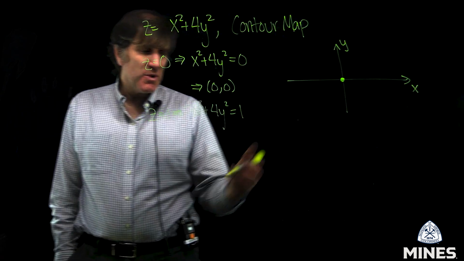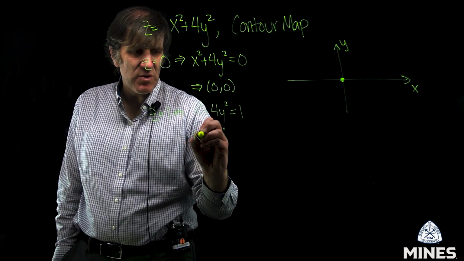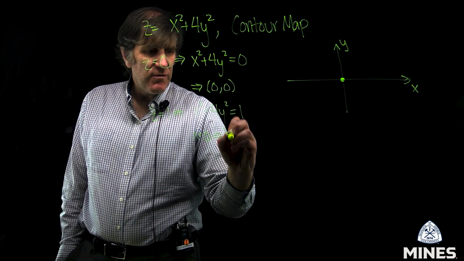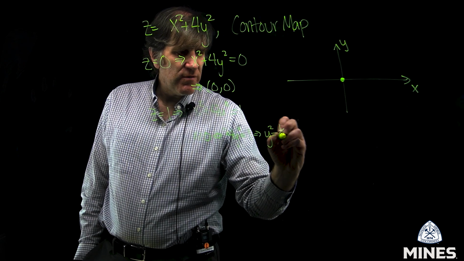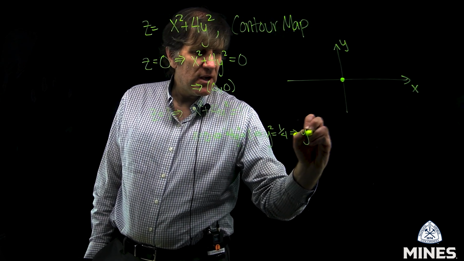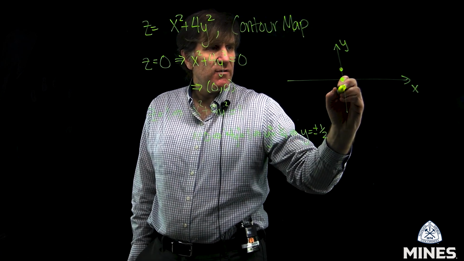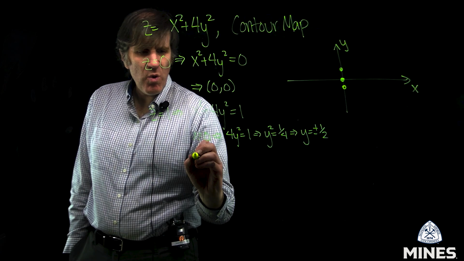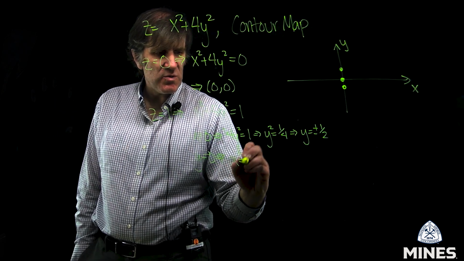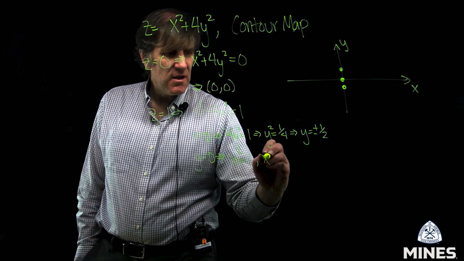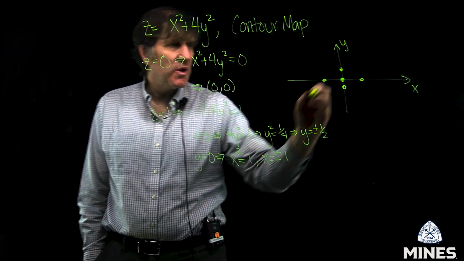We can plot the particulars of the ellipse by looking for the intercepts, which is a good trick. Just let x equal 0, then we get 4y squared equals 1, or y squared equals 1/4, so y equals plus or minus 1/2. So if x is 0, y is plus or minus 1/2. Let's put those there. And if y is 0, then we get x squared equals 1, so x is plus or minus 1. So those are the intercepts we get.